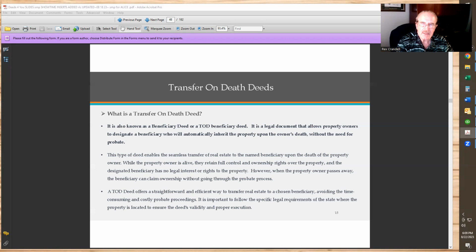It's a straightforward way to avoid probate, although there are some situations where it really kind of acts like probate.